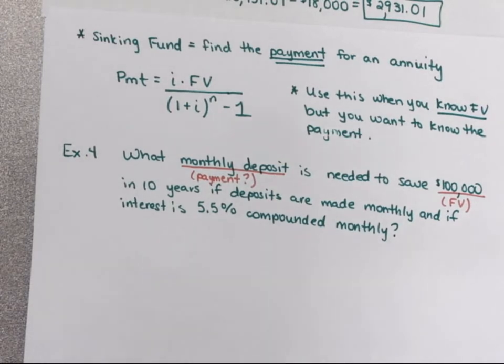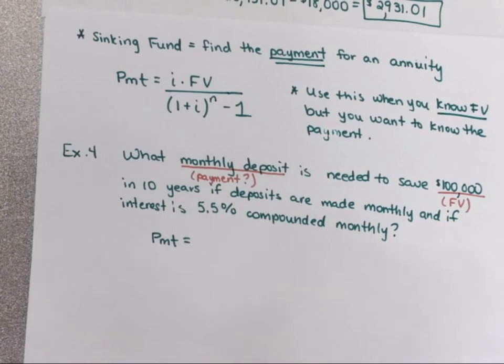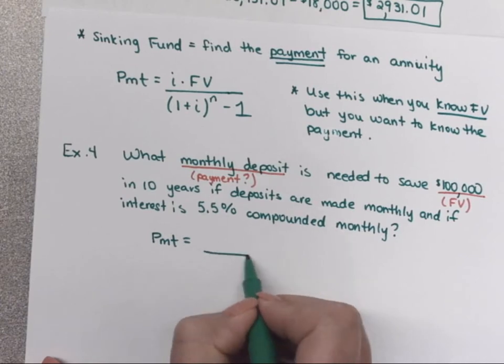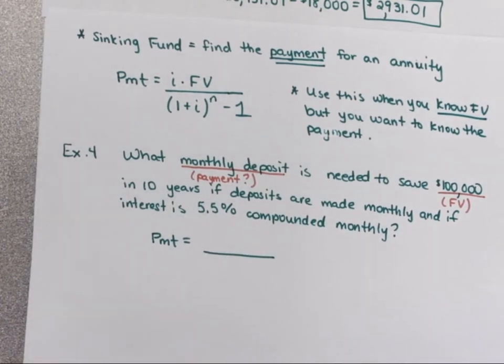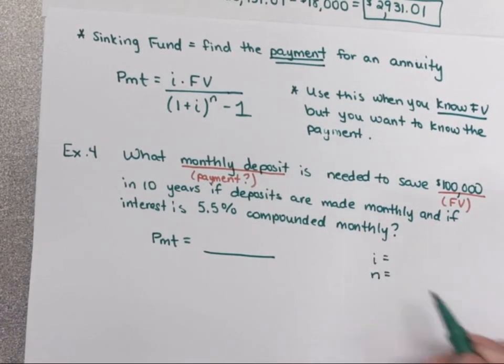So we're going to set it up, but then we're going to come up with a comparison value. So the formula is payment equals. Okay, and then we're again going to have a fraction, and we'll talk about kind of what we need in that fraction in a minute. Okay, so before we do, let's figure out what I and N are.